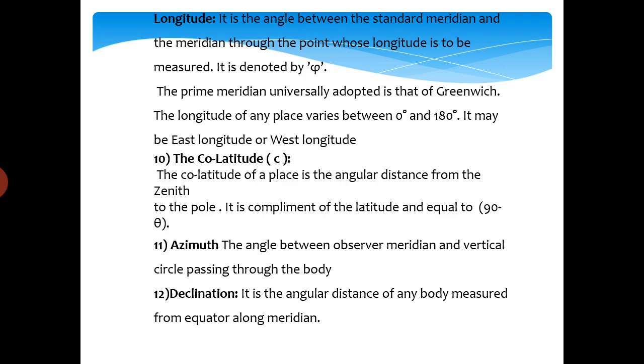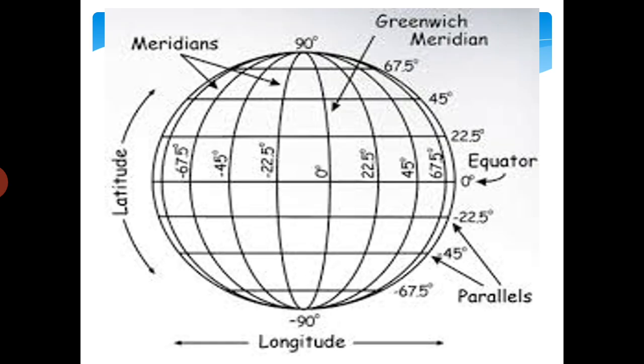The next term is declination. It is the angular distance of any body measured from the equator along the meridian. So declination is nothing but the angular distance measured from the equator along the meridian. This diagram shows the value of the longitude. The 0 degree angle is the Greenwich meridian, and here towards the left is east, and towards the right is west.